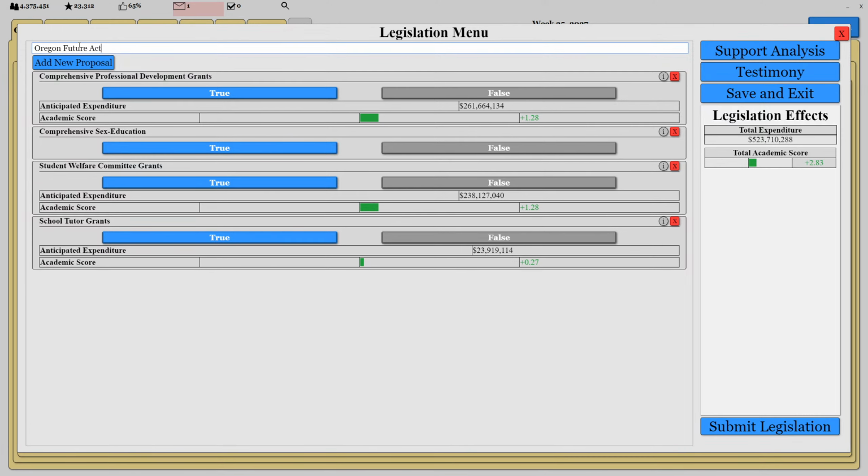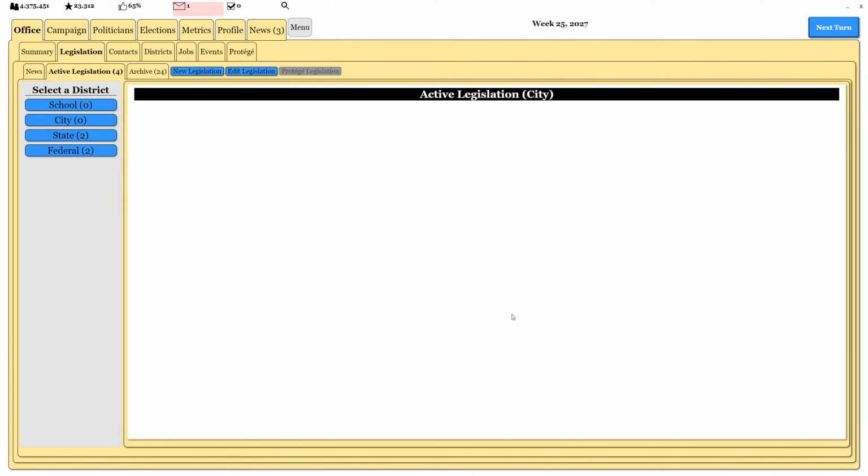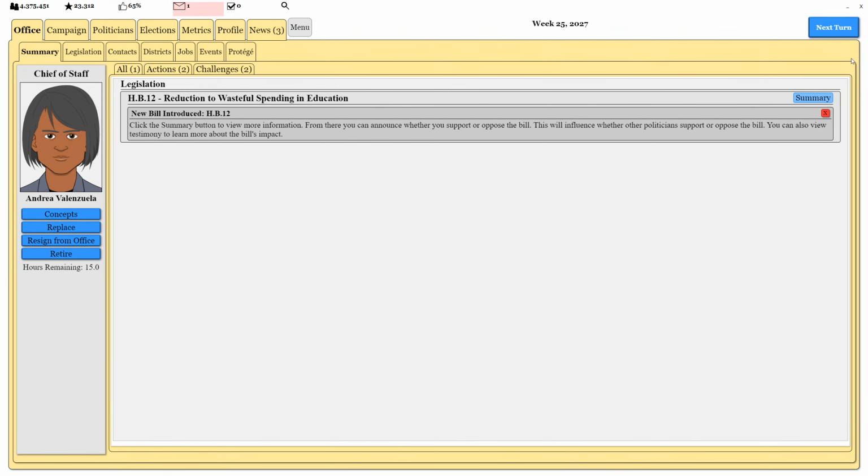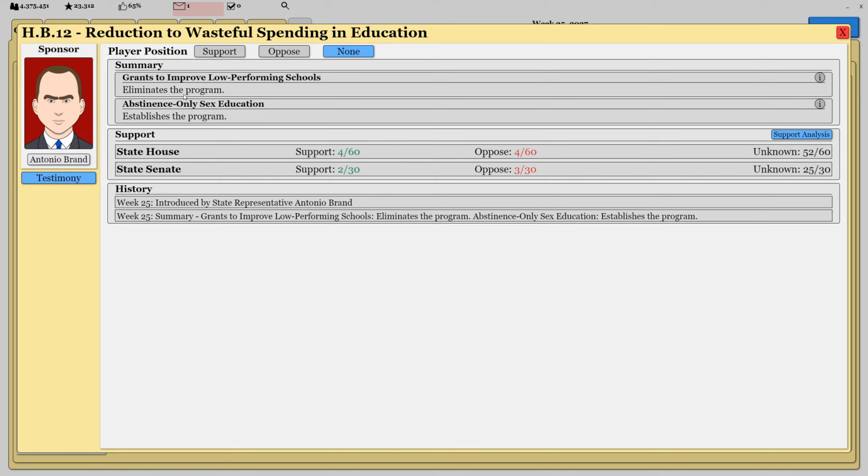Always a Democrat, why not Republican? What do you mean? Submit legislation. Reduction of wasteful spending in education. Huh? Eliminates a program. Oh, that's just the name of the bill. Abstinence only education establishes the program. We're going to oppose this. Grants to improve low performing schools and eliminates this program.